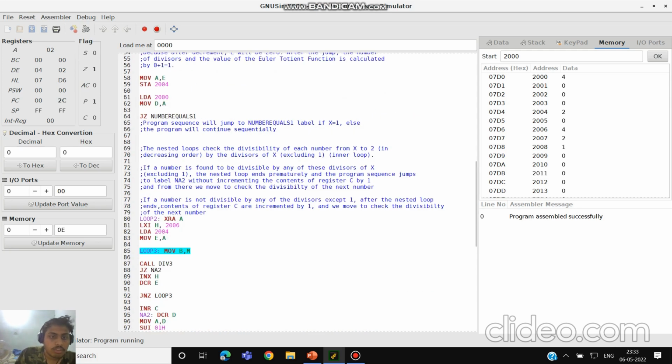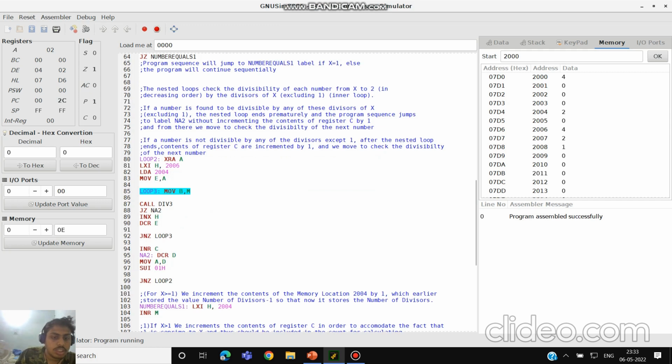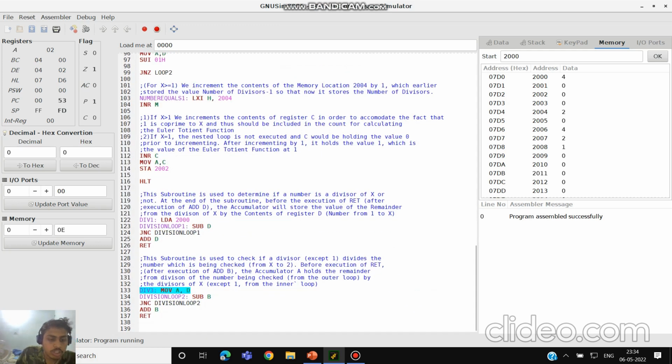Now you would be wondering, why did we load the accumulator with 2000 and move the value of A to D? We will see here that D is working as the dividend, and B, which is holding the value of M to B, would be taking up the values of the divisors from the list one by one, except for 1. So move M to B, call DIV3. DIV3 is again a subroutine for division.